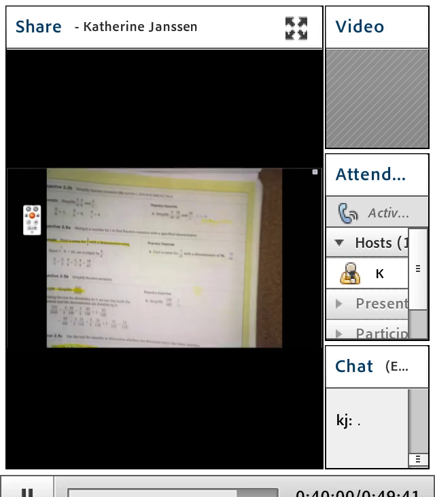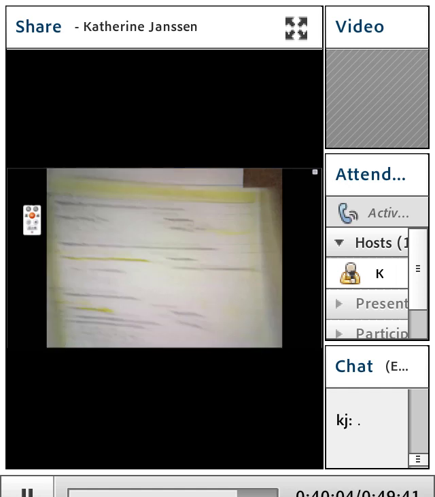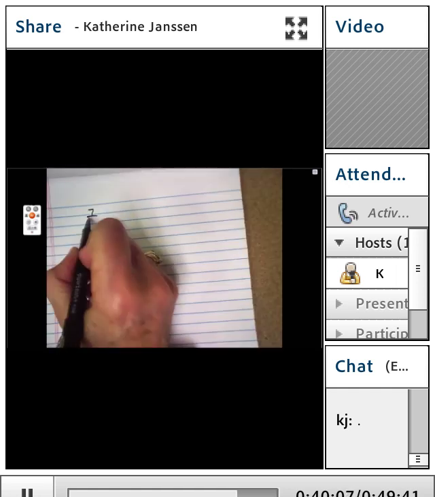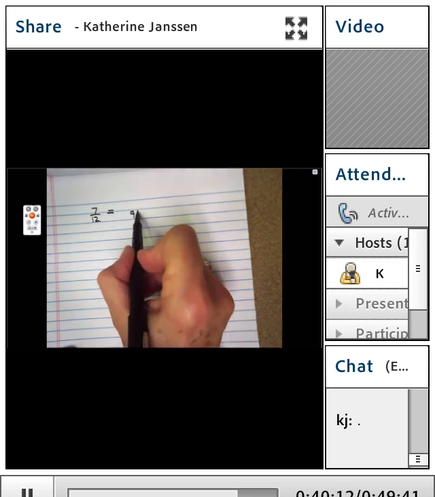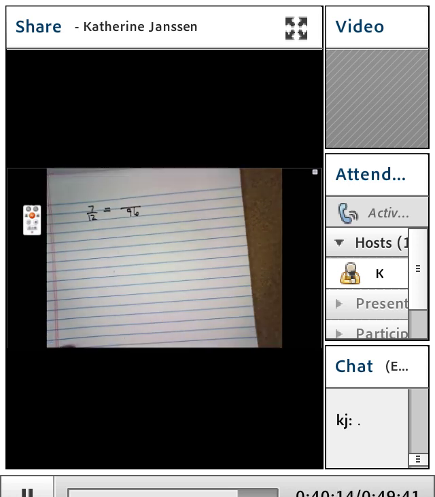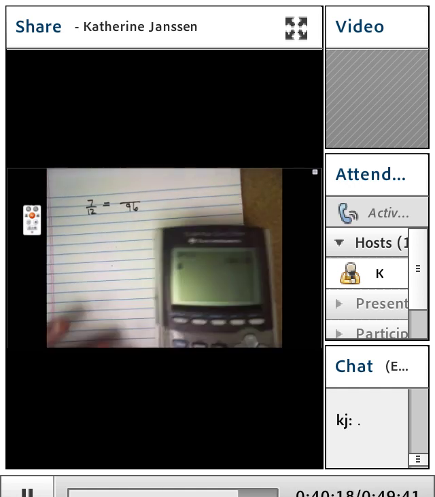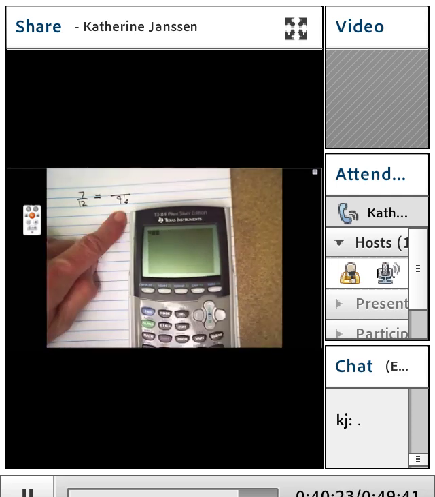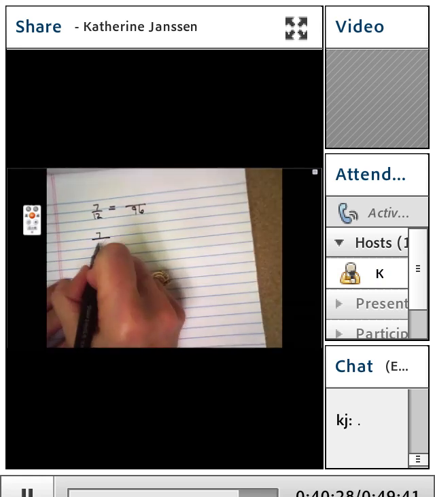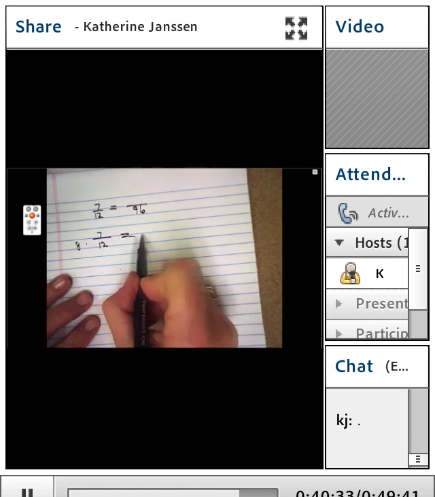Find a name for 7/12 with a denominator of 96. So we have 7/12, and we want to find its equivalent with a denominator of 96. 96 divided by 12 is 8. So if I take 12 times 8, I'll get 96, which is what I'm looking for.